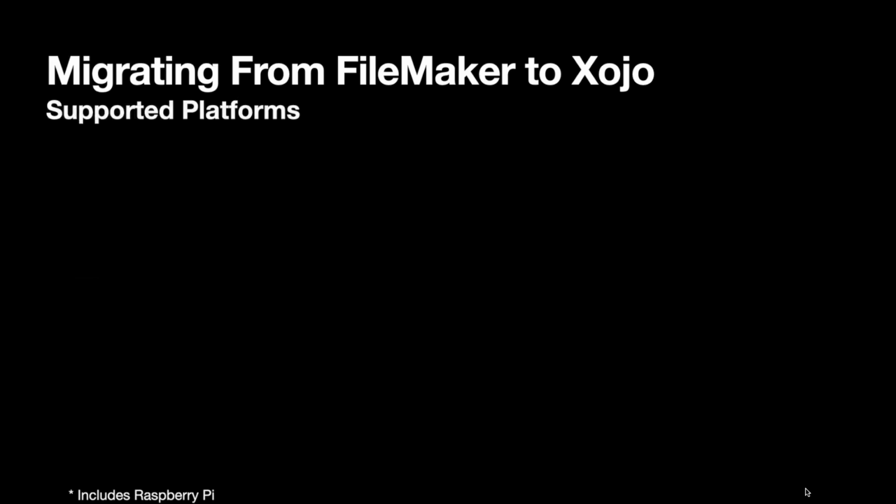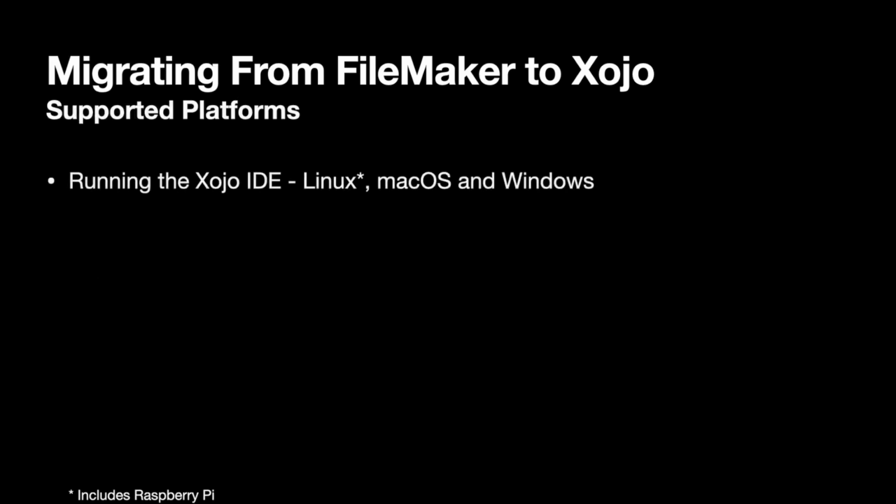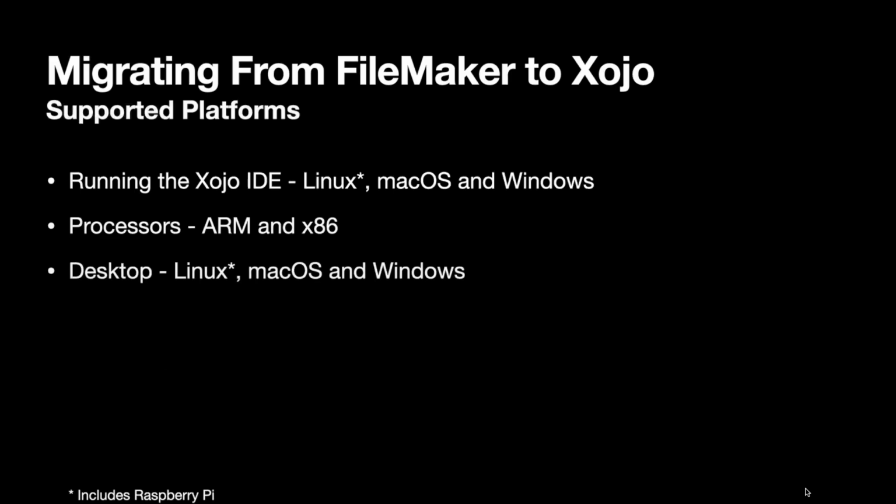Now, what platforms do we support? Well, you can run the Xojo IDE on Linux, which includes Raspberry Pi, Mac OS, and Windows. We support both ARM and x86 processors. Desktop apps can run on Linux, Mac OS, and ARM, and you'll see that that little asterisk is for Raspberry Pi. We include Raspberry Pi as well as standard Linux distributions.